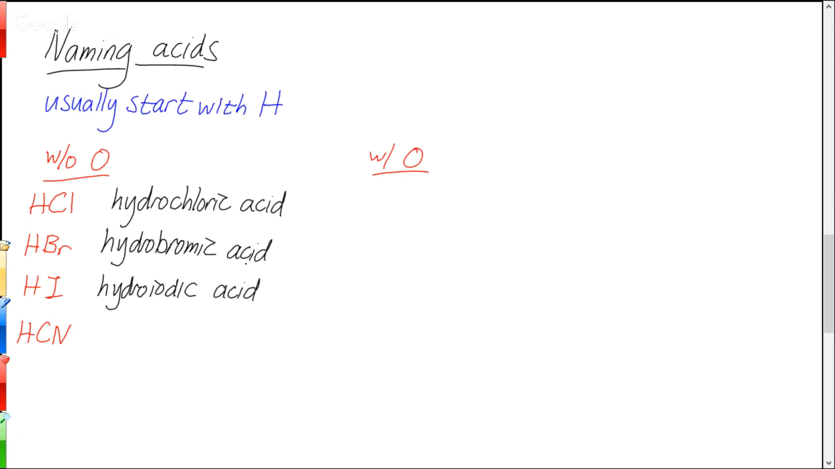HCN is a little bit trickier because you have to know what CN is, because again, it's not carbon, it's not nitrogen. Anybody know what CN is? Yeah, CN is cyanide. So if that ion is cyanide, how would you name HCN? Yeah, exactly, right. Hydrocyanic acid.